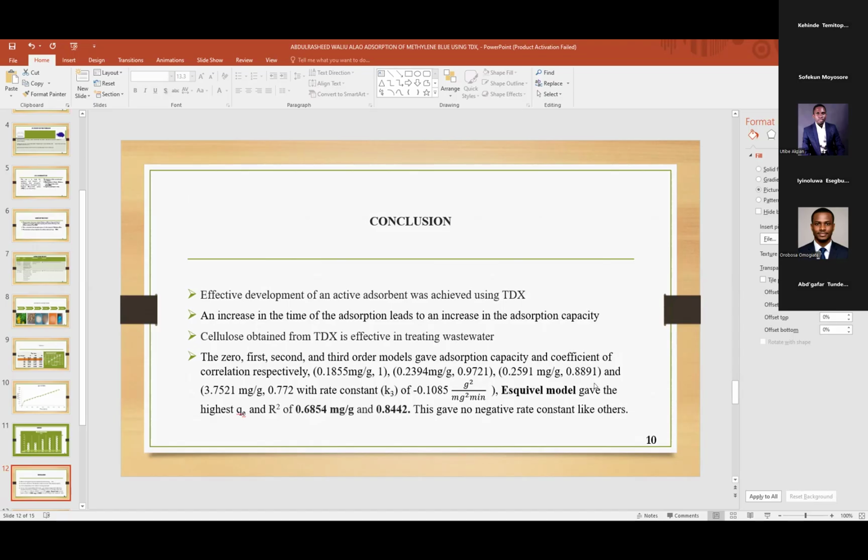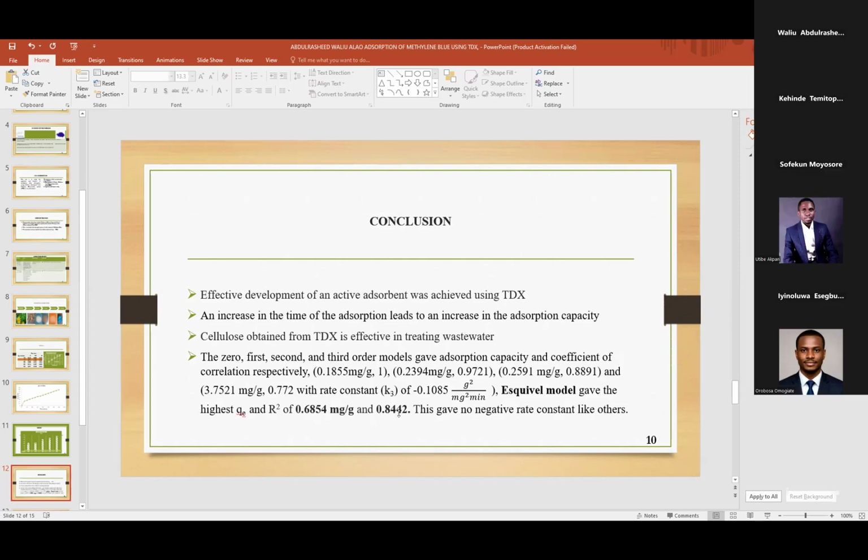And from the study, as I said, I investigated both the kinetics and agitation. The graphs I showed before, that one is for the kinetic study, which is for the effect of time, and the one for RPM is for the effect of agitation. It can be seen that the second-order model gave the highest adsorption capacity and correlation coefficient of 0.6854 milligram per gram and 0.8442 respectively.